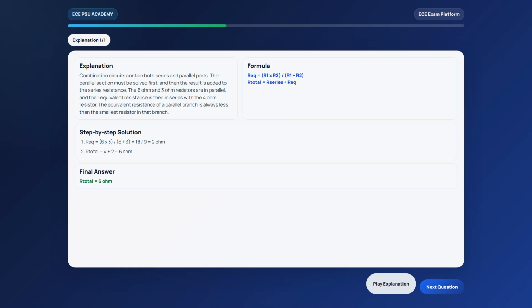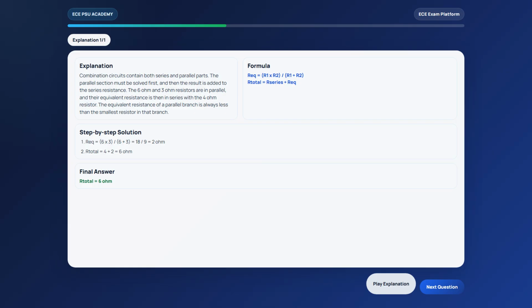For parallel resistors, equivalent resistance equals R1 times R2 divided by R1 plus R2. Then total resistance equals series resistance plus equivalent parallel resistance. Step 1. Find the equivalent resistance of the parallel part. Req equals 6 times 3 divided by 6 plus 3, which is 18 divided by 9, equals 2 ohms.